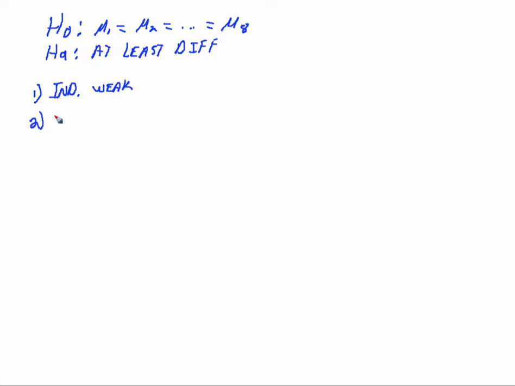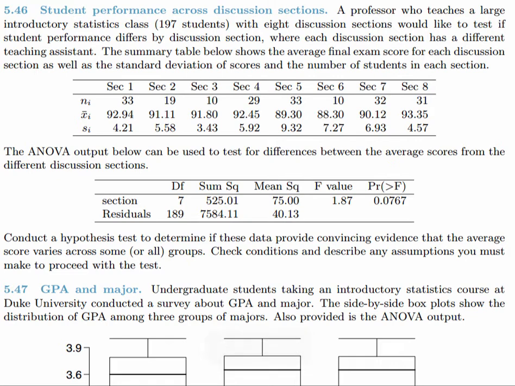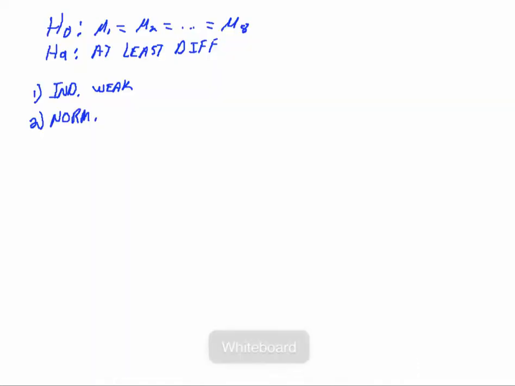The second thing is we need to check normality, and that is we need to make sure each of these categories is approximately normally distributed with respect to their scores. If you take a look at the sizes of the different sections, we have 33, 19, 10, 29, 33, 10, 32, 31. In the larger sections, that's probably not going to be too tough because they're greater than 30, which is getting down towards the bare minimum that we're going to need. But we have some sections that are really small, like section 3, which has only 10, same with section 6. So normality, not sure. We're going to have to check that.